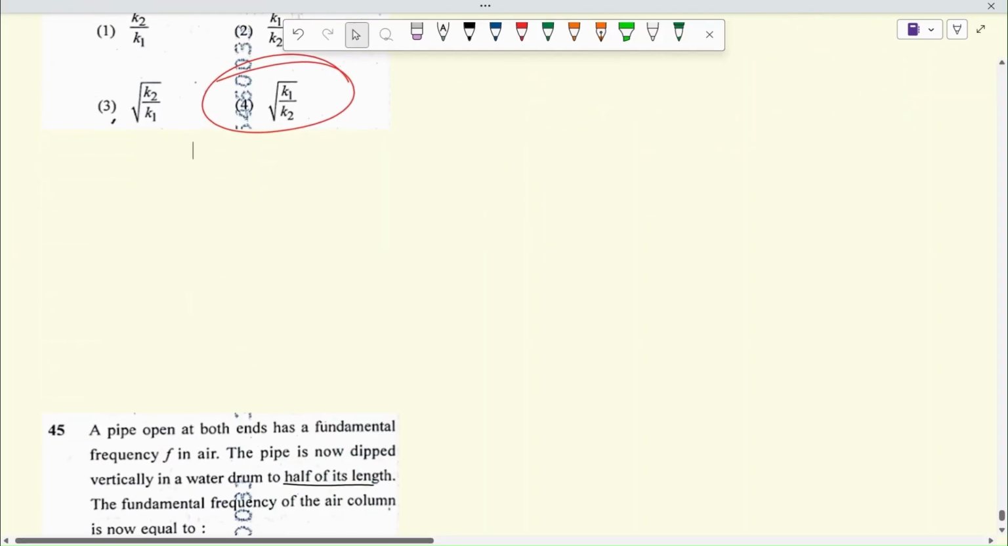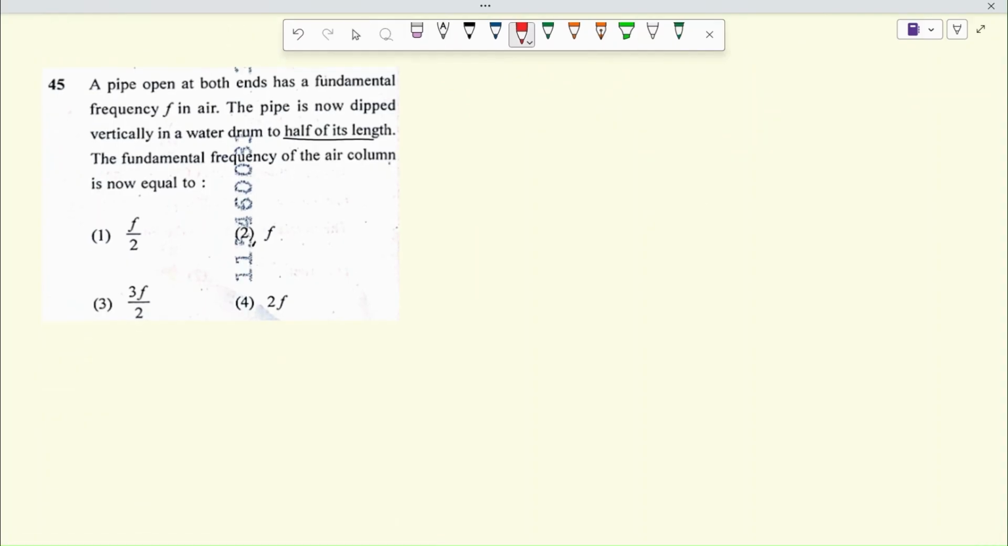45. A pipe open at both ends has a fundamental frequency F in air. Pipe is now dipped vertically in water drum to half of the length. Fundamental frequency is, first of all it is open pipe, then it became closed pipe. Length also is changing. So what is the fundamental frequency in open pipe?